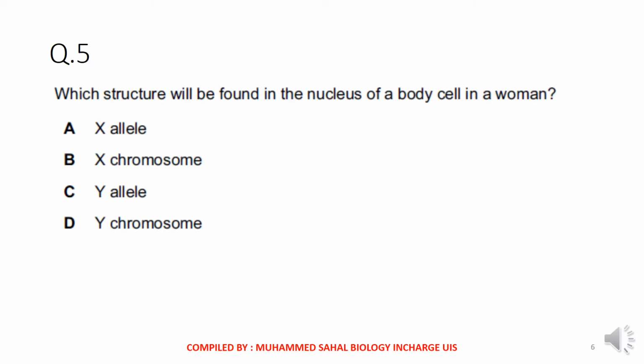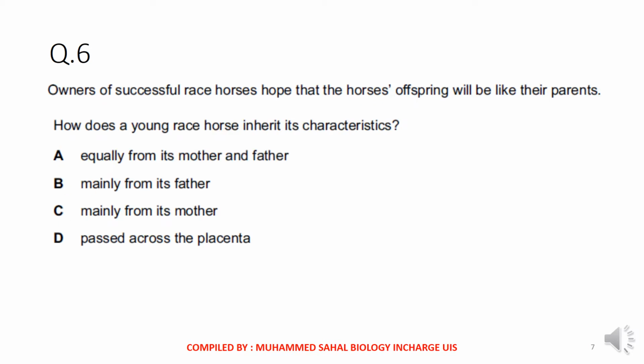Which structure will be found in the nucleus of a body cell in a woman? B. Owner of successful race horses hope that the horse's offspring will be like their parents. How does a young race horse inherit its characteristics? A.